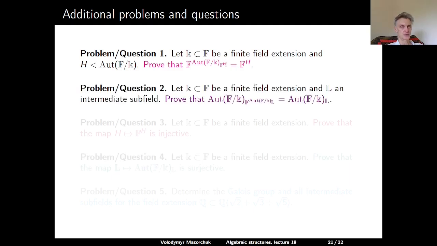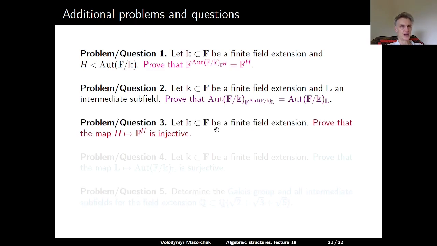Problem question 2. Let K inside F be a finite field extension and L an intermediate subfield. Prove that the stabilizer subgroup for L coincides with the stabilizer subgroup for the subfield, which is the fixed field for the stabilizer subgroup of L.